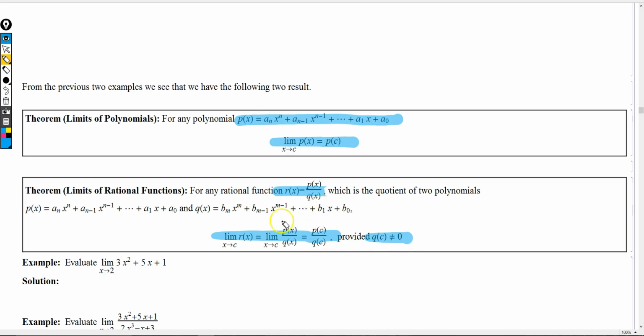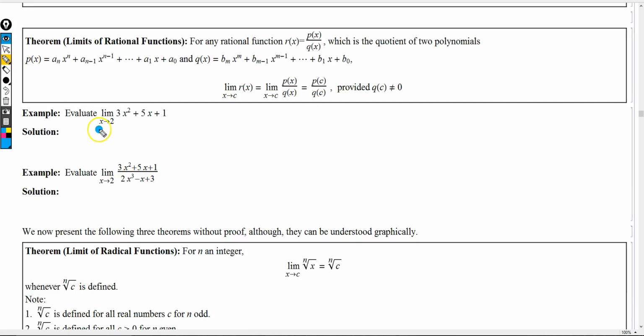Okay. So let's take a look at some examples. Limit as x approaches 2 of 3x squared plus 5x plus 1. Okay, well, this is just a polynomial, so all we have to do is plug the 2 in for the x's.